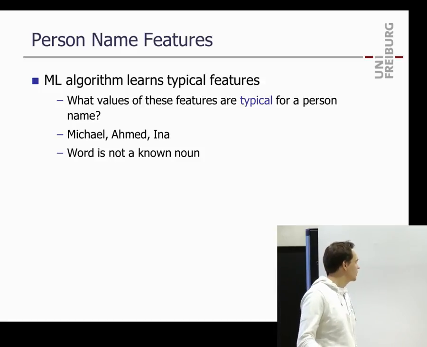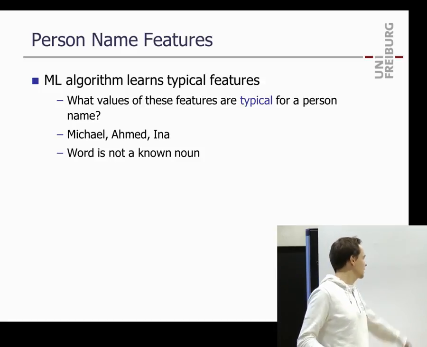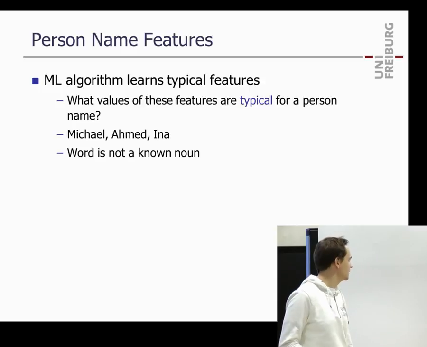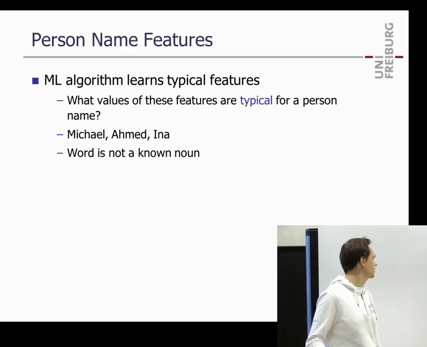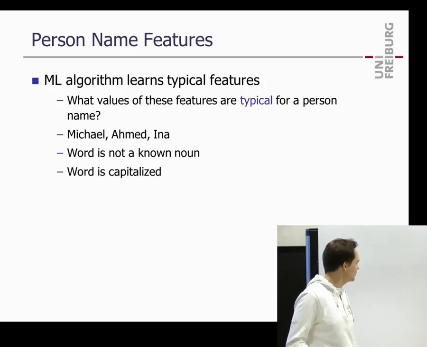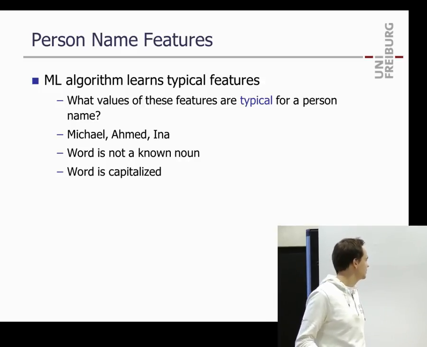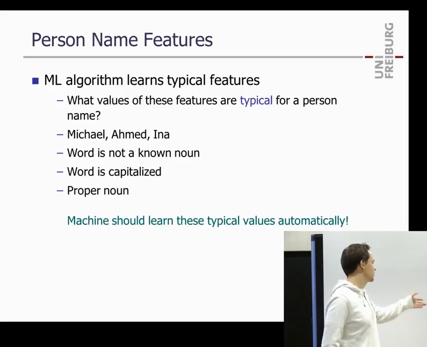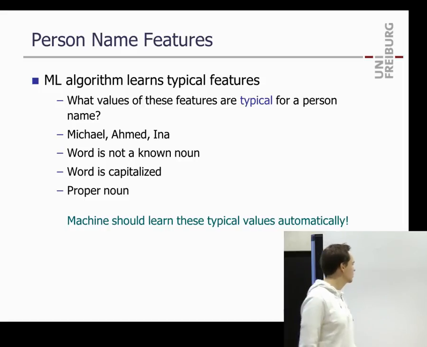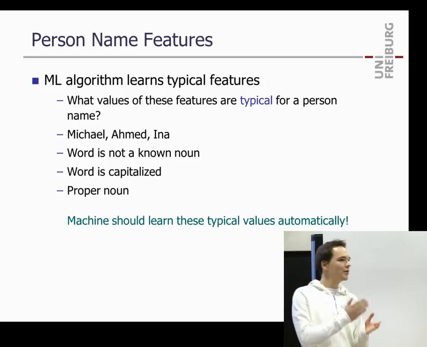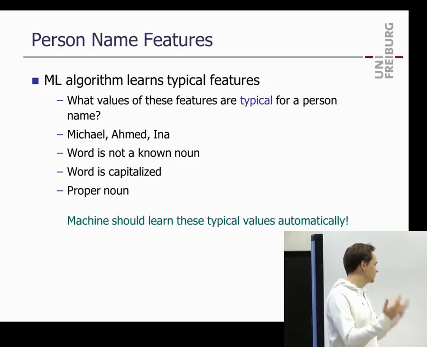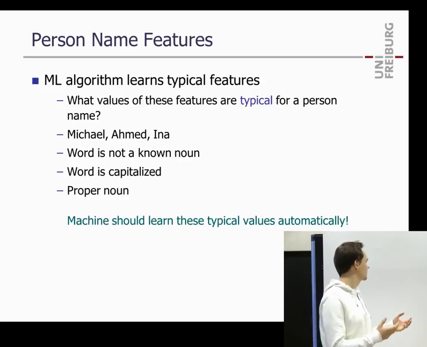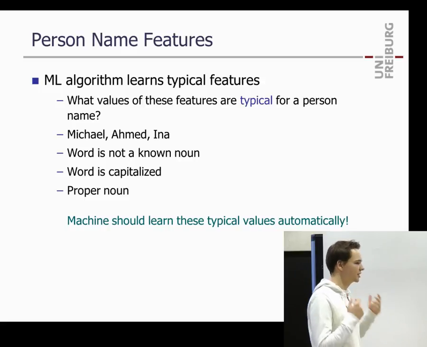And maybe it's typical for a person name not to be a known noun, like the three above are all, I think they don't have another meaning in the English language. If the word is capitalized, it's more likely that it's a person. Usually they will be written big. And it should have the part of speech proper noun. I will not go into too much detail on what a proper noun is because I don't know it myself, but you just have to know that you can have verbs and proper nouns and adjectives and so on, and persons will probably not be adjectives or verbs.